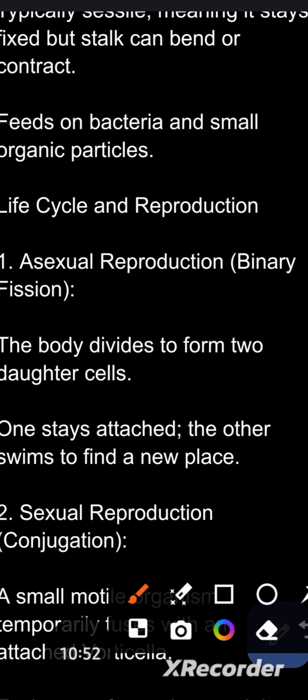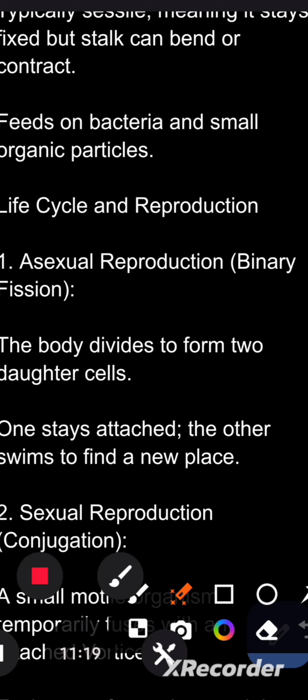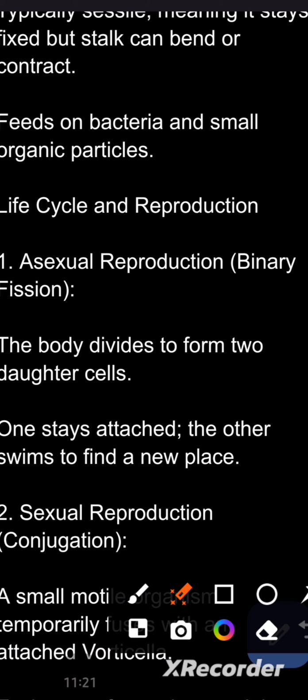Now life cycle and reproduction. Vorticella shows two types of reproduction, asexual and sexual. Asexual is binary fission, where the body divides to form two daughter cells. One stays attached, the other swims to find a new place where the environment is suitable to grow and develop.